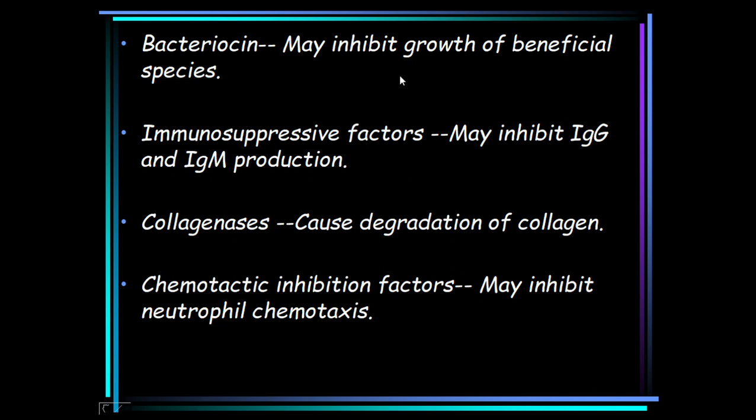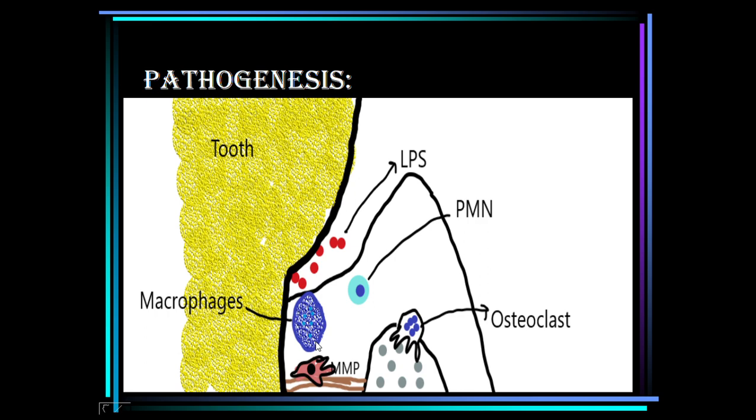Bacteriocin inhibits the growth of other beneficial species. Immunosuppressive factor may inhibit immunoglobulin IgG and IgM production. So why is IgG required? It is required for opsonization, and hence phagocytosis is made possible. So the bacteria inhibits IgG production because bacteria do not want phagocytosis to be there. Collagenase causes degradation of collagen. Chemotactic inhibiting factor: it wants to inhibit neutrophil chemotaxis at the site of inflammation.